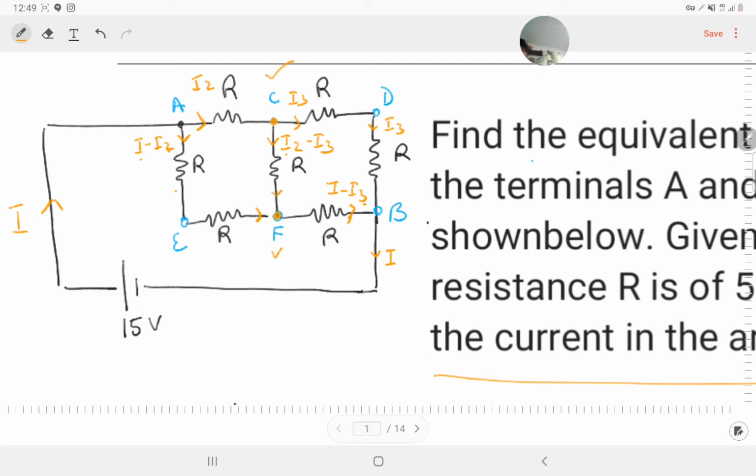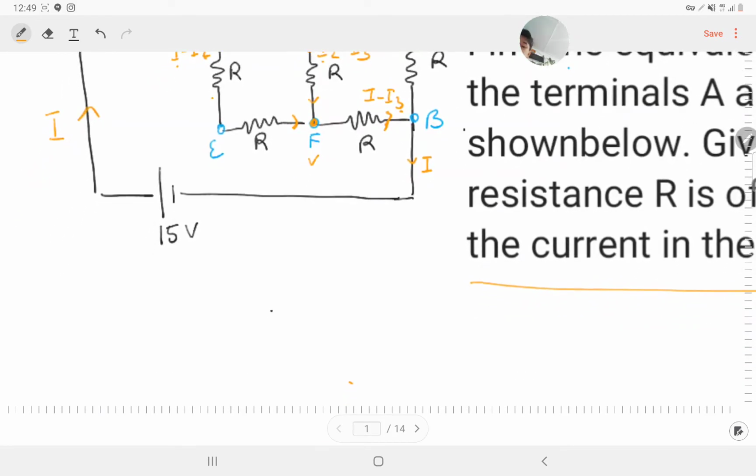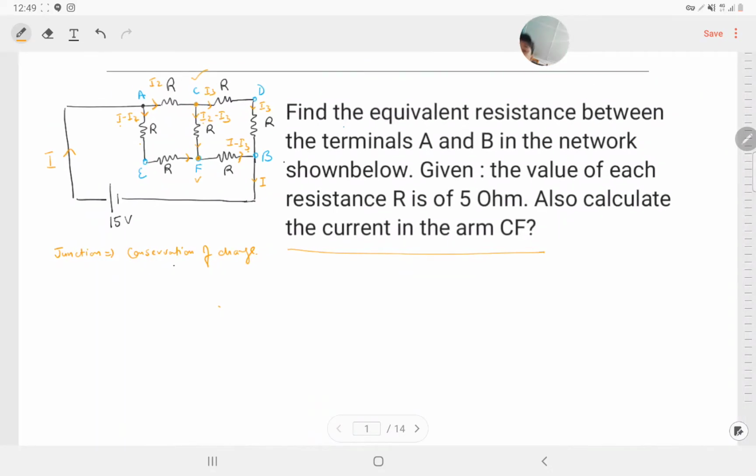As is evident over here, the junction rule is conservation of charge. So the junction rule follows conservation of charge. Judging on that fact, we came up to this conclusion, and from here we can see clearly the distribution of current throughout the network. So that is your first step, the direction of the current.